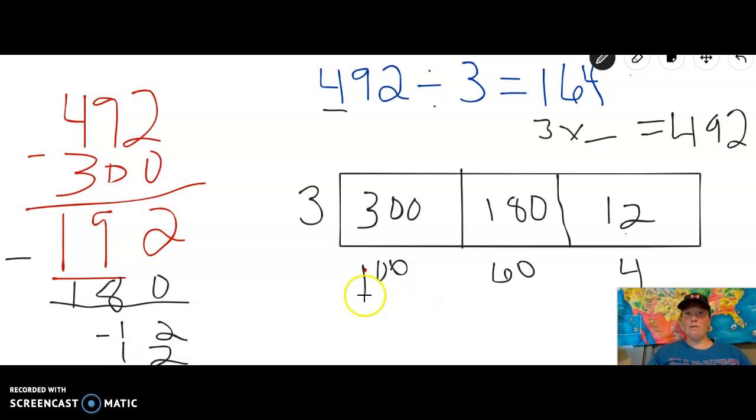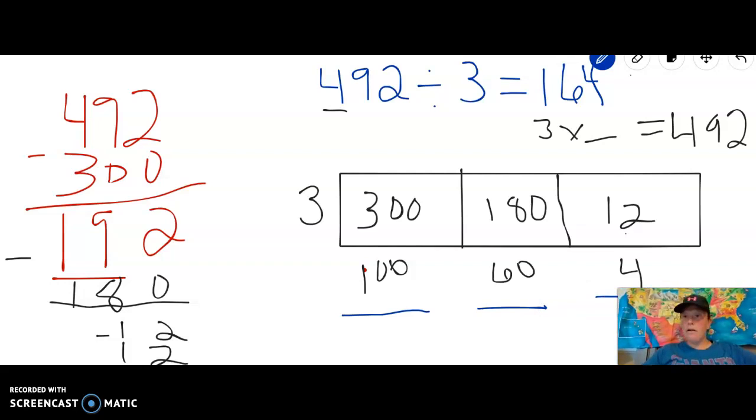So our answer would be, let me give you a different color to show you, 164. Bam. So you choose today on your exit ticket standard algorithm. You can use the open area model or place value disks, whatever you prefer, okay?